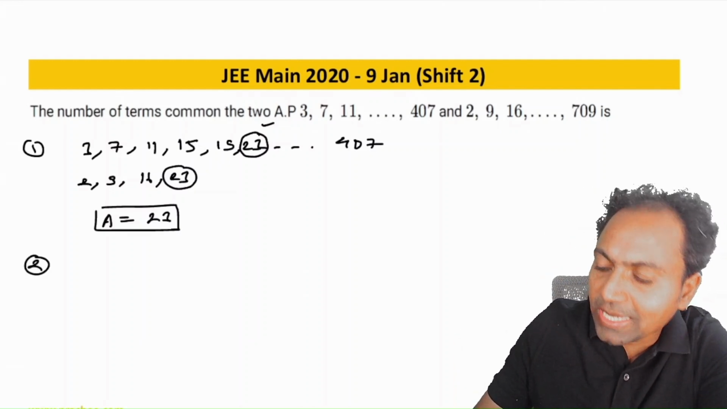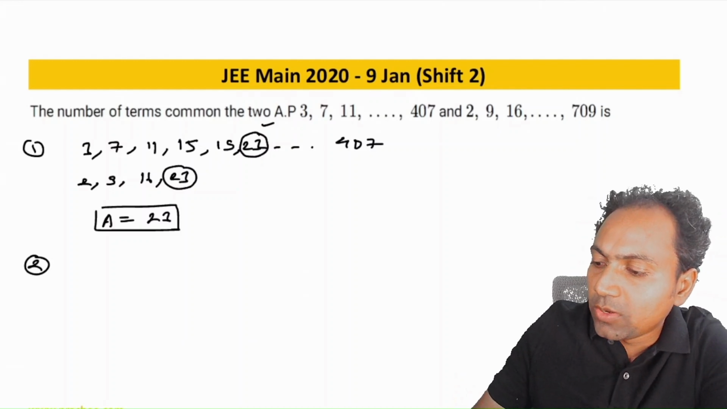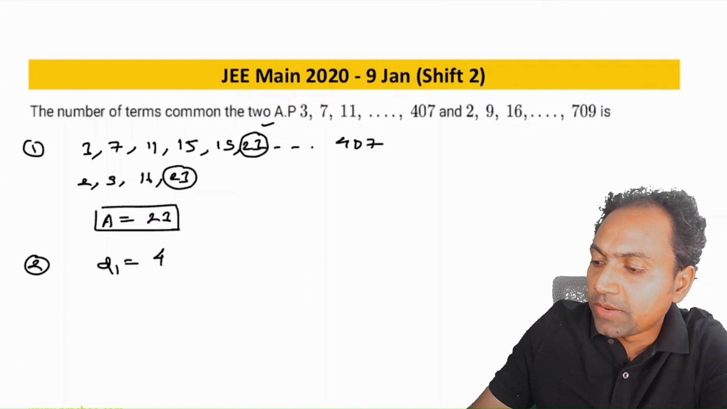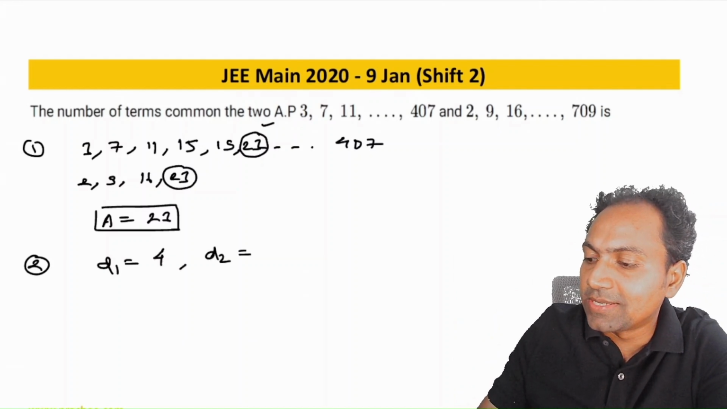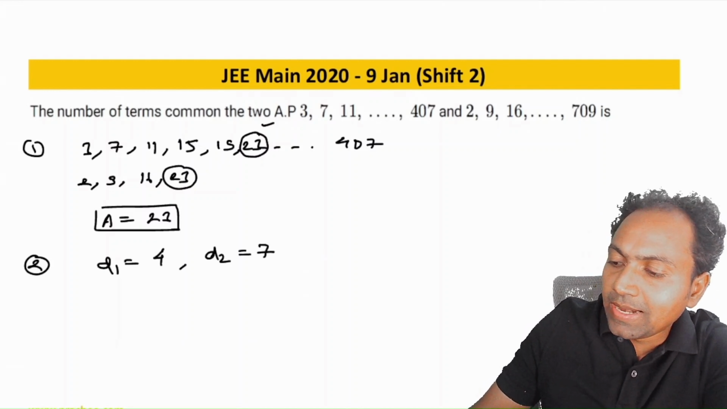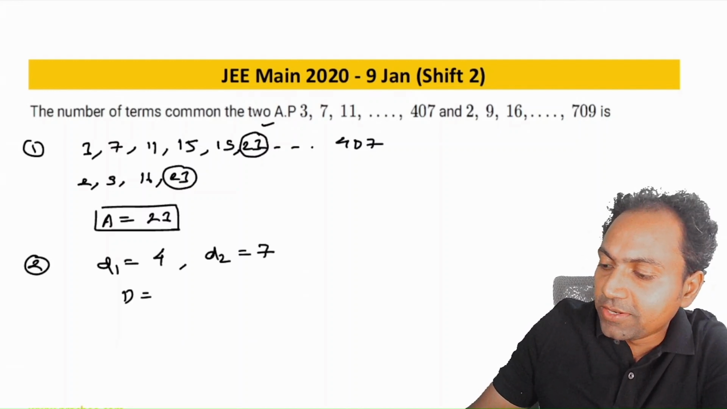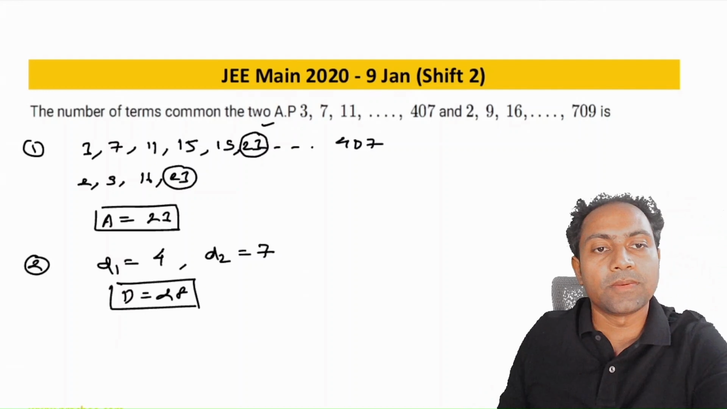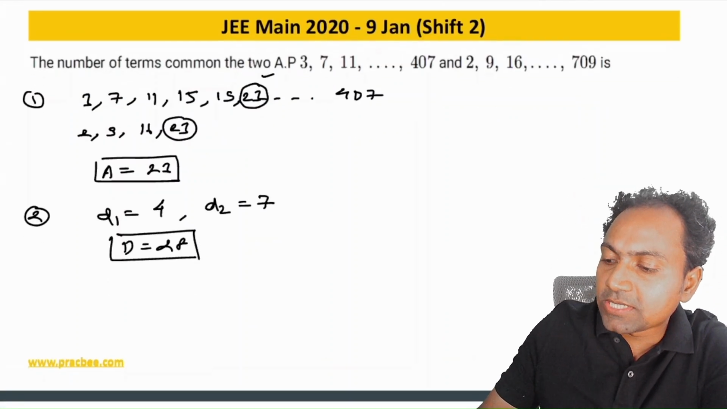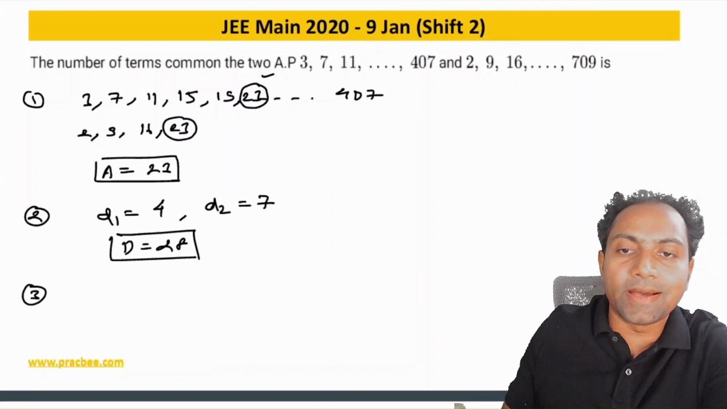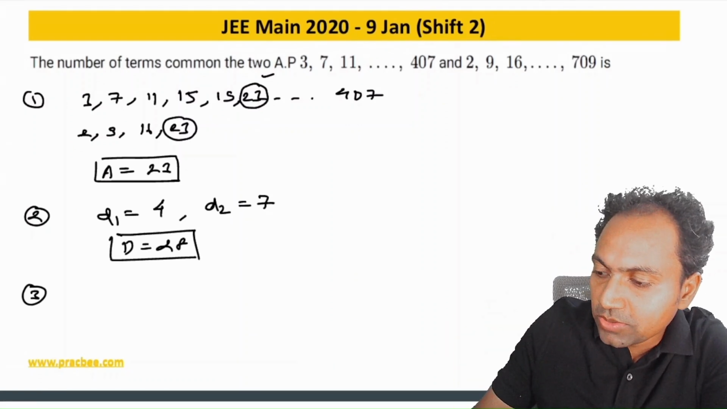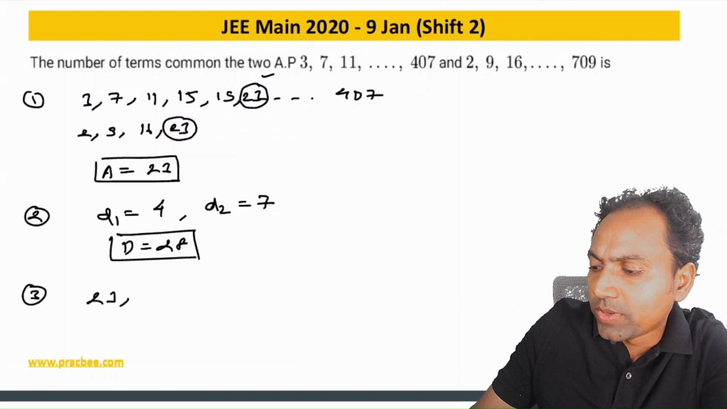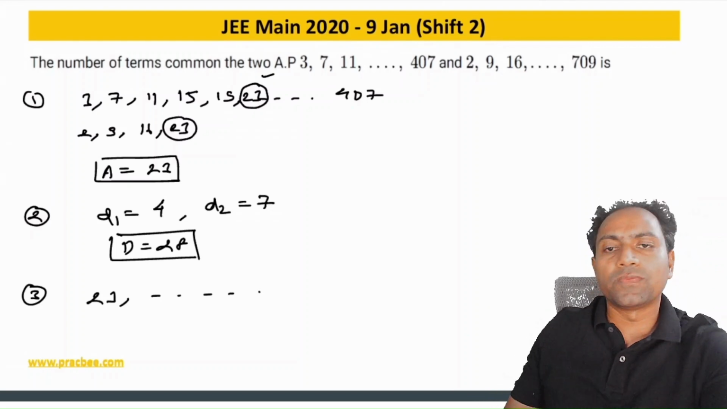Now let us come to the second part. If I look at D1, the common difference of the first series, that is nothing but 4. And D2, the common difference of the second series, comes out to be nothing but 7. And the LCM of D1 and D2 is nothing but 28. So this we have got. In the third step, we can write the arithmetic progression of all the common terms. That will start with 23, and then you keep adding 28 to get the other terms. So we can do that and get it.